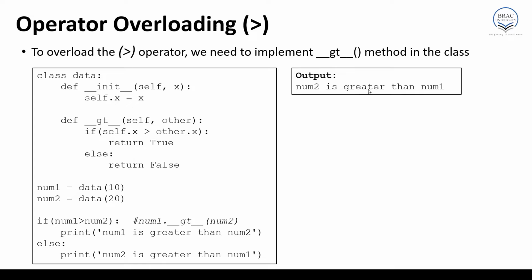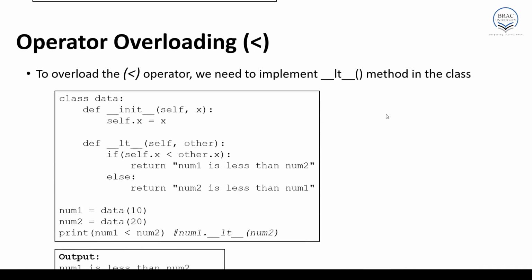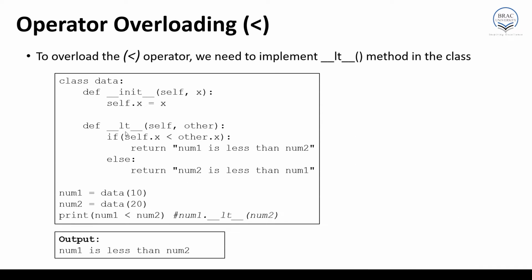So the output is number 2 is greater than number 1. Let's see another example. So this is less than. We need to overload the LT method, the special double underscore LT double underscore. The same thing: firstly we are creating an object of my data class, my own design class, number 1 equals to data 10 and number 2 equals to data 20, right?